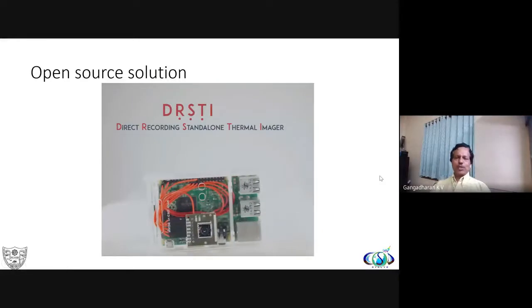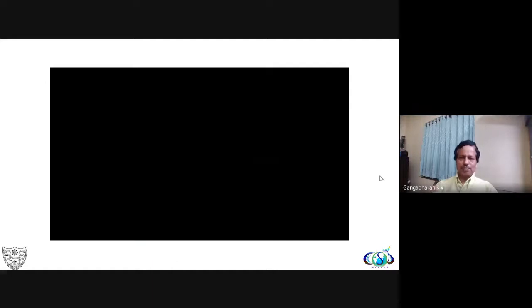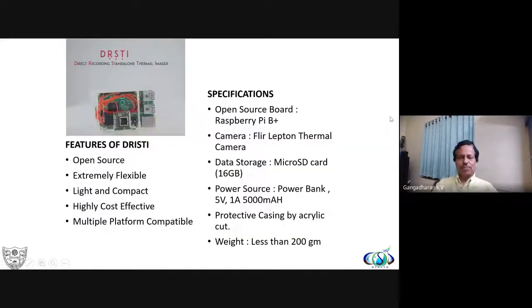And this is the open source solution, which, after working on this for some time, we understood we don't need to really pay this much of a cost when items are available for us to integrate. So direct recording of a standalone thermal imager was one. Even this video documentation you should be able to see on our YouTube channel. I'll skip this video. I will not play the video.